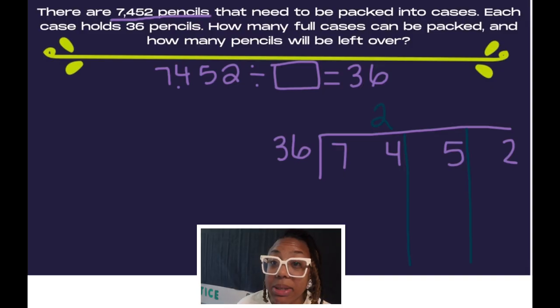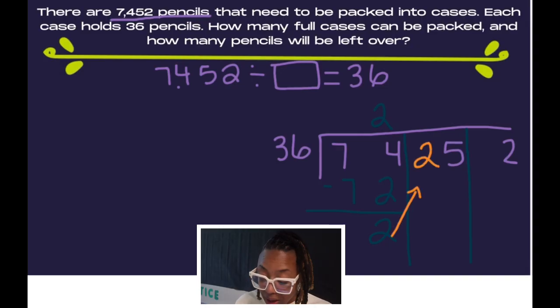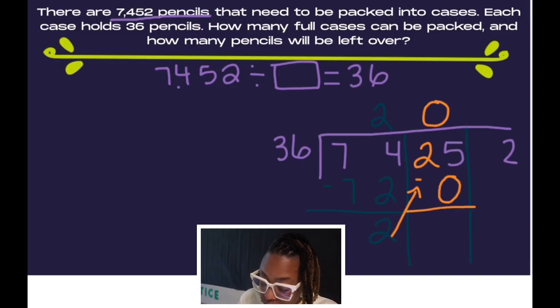36 times 2 gives me 72. When I am done subtracting, I am left with the difference of 2. And again, because I see that I have a number in the next column, that is where that 2 is going to be popped up. 36 can go into 25 no times, literally 0. So I'm going to put a 0 here at the top. 36 times 0 gives me 0. And when I subtract, I am left with 25.